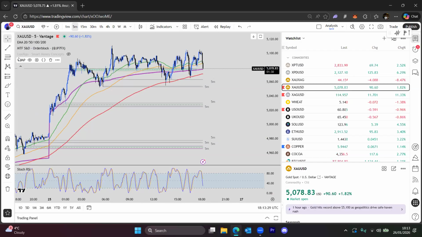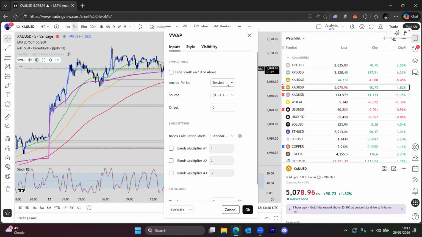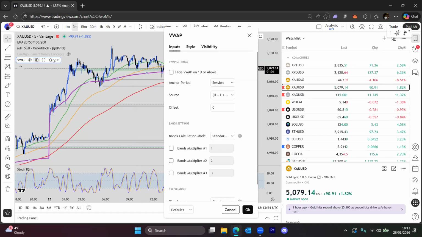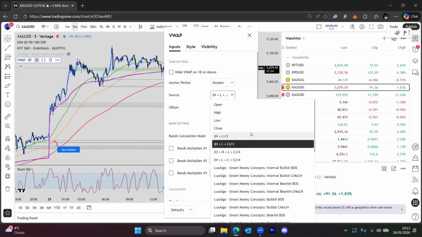VWAP, we're moving on to next. VWAP stands for volume weighted average price and it's basically very similar. However, it's anchored on different time frames. If I look at my settings here, you can see I'm anchored on the session, whereas we can anchor on week, month, quarter, year. So basically, this is the average fair price for that trading session. That's all that purple line is. Now, there are various different ways you can calculate this. This is the setting I use if you want to use this on your chart as well.